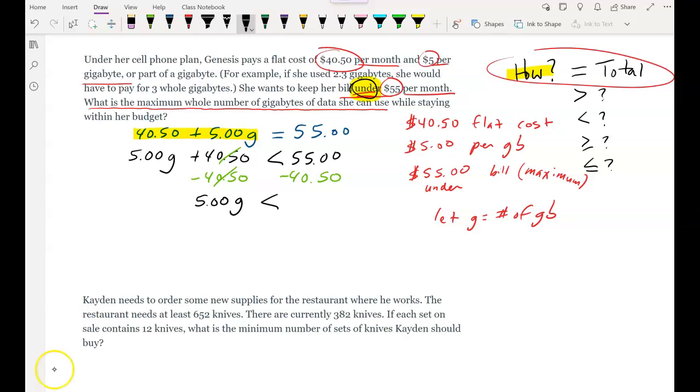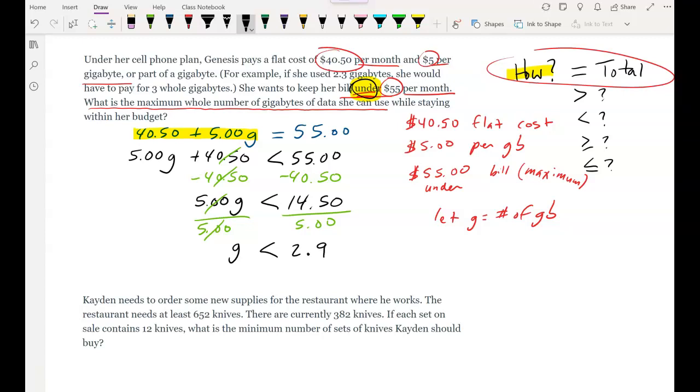is less than $14.50. Use the old calculator there. And now my next step is to undo the multiplication. This is $5 times the number of gigabytes, so I'm going to divide both sides by $5. Those two cancel each other out, and G is going to be less than $14.50 divided by $5, which is 2.9.